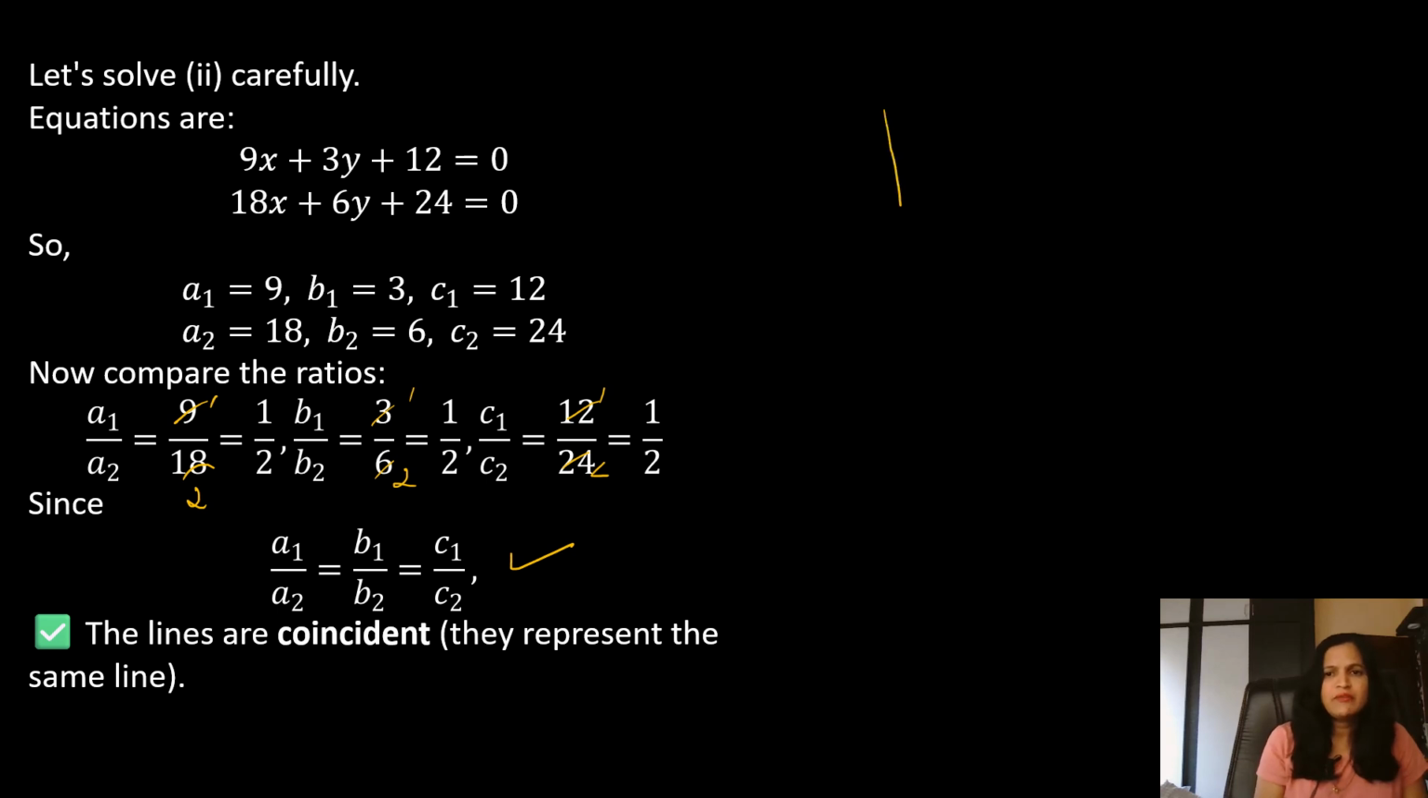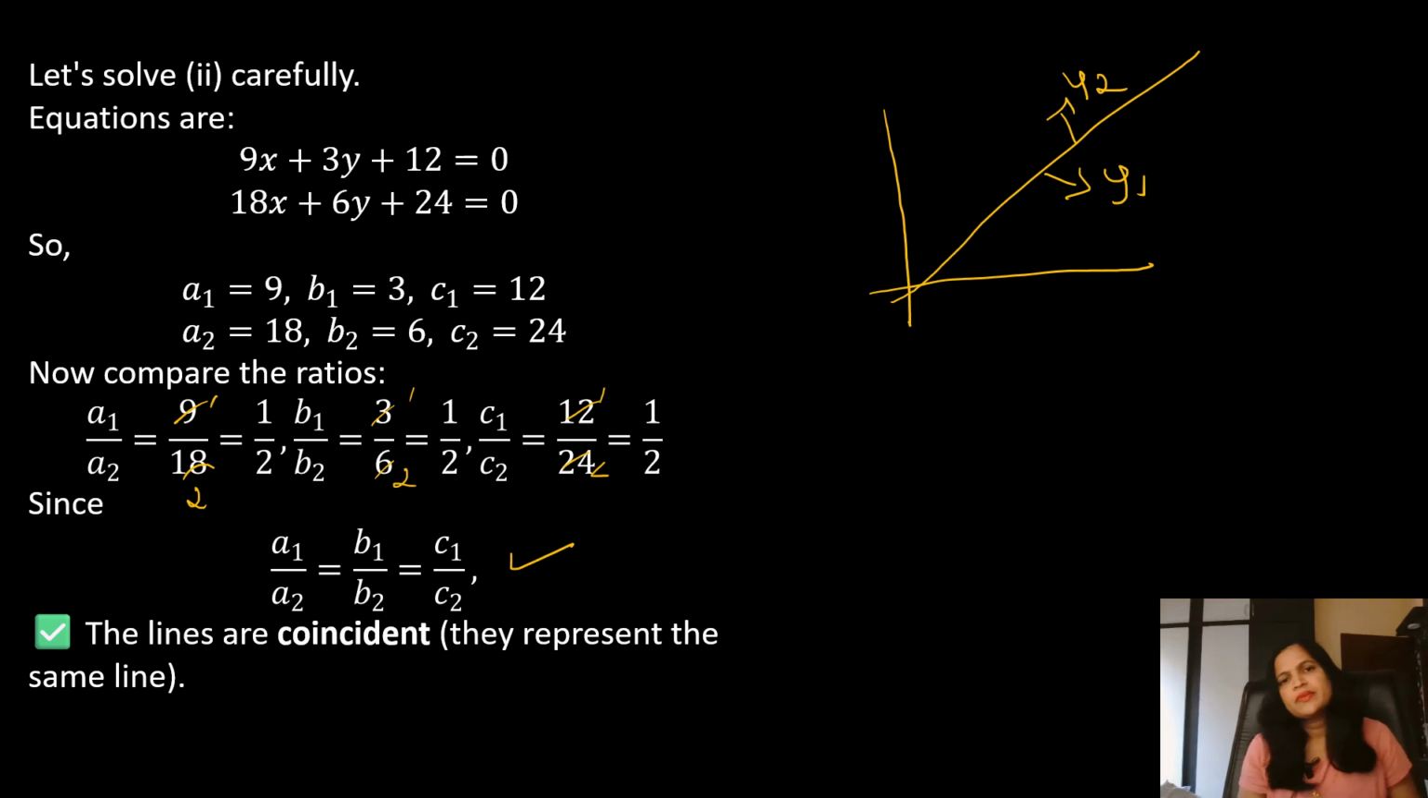That means in the graph you get only one line like this. For two lines, this is y1 and this is y2, lying on each other. Both are the same line.